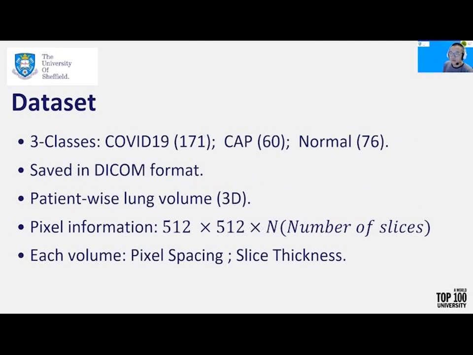Now, let's take a look at the data set. In this slide, I listed several important features of the data. As mentioned earlier, it has three classes. All of the CT scans are saved in DICOM format. For each patient, the volume is 3D, and it should be noted that there are two critical parameters, pixel spacing and slice thickness, which will be used for the subsequent process.